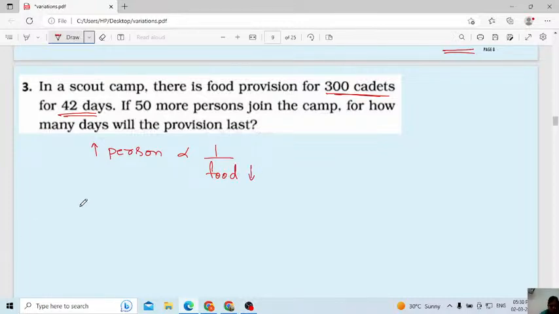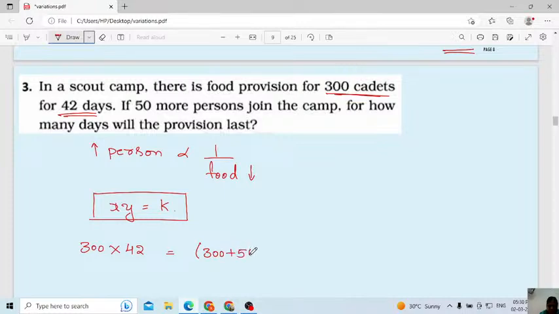Then here what we have to use: inversely proportional means xy is constant. Use this. At least the starting few problems I will write. Then here 300 cadets, 42 days. Then 50 more persons join the camp. Already you have 300 in the beginning. Then 50 they are added. Then what is the value of y or x?